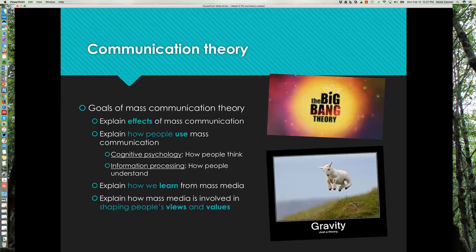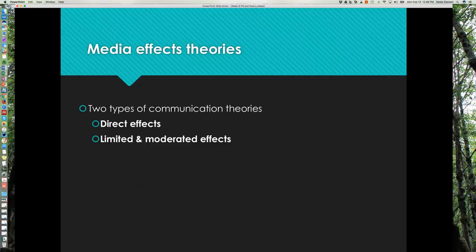It also can help us explain how people learn from mass media. A lot of times when you're working for a nonprofit or intergovernmental organization, you want to give people information and educate them on a particular topic. So knowing how people learn information from different media is really important. It also helps us understand how people's views and values are affected and shaped by mass media. Those are some really important elements to thinking about communication theory.